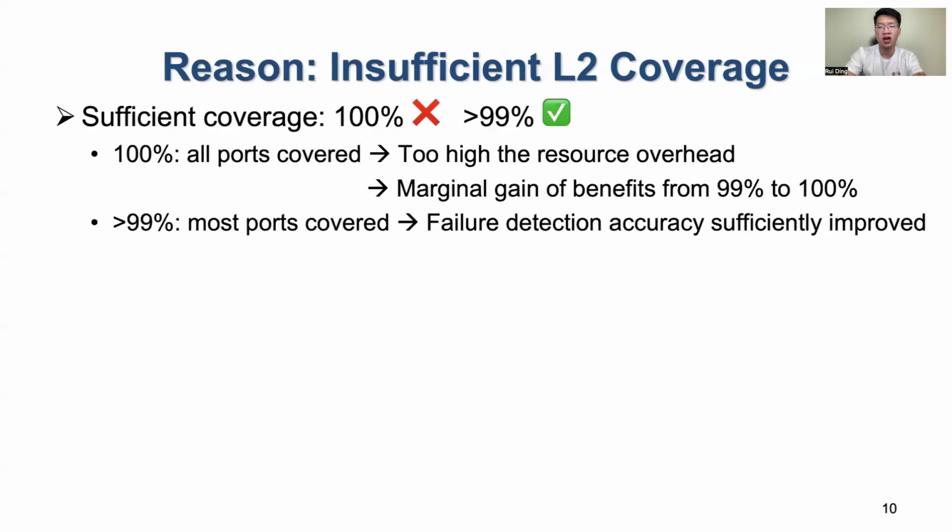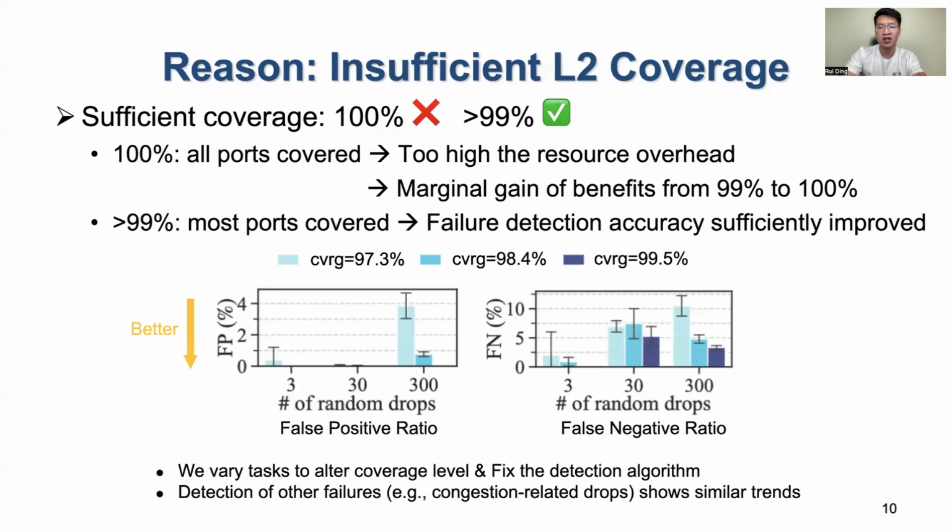In fact, a coverage up to 99% significantly improves the accuracy of failure detection. To illustrate, we inject simulated random drops into a closed network containing 10,000 switches. We fix the detection algorithm and vary the set of probe tasks to achieve different coverage levels. When the coverage rises from 97 to 99%, the false positive ratio reduces from 4% to nearly 0, and the false negative ratio reduces from 10% to only 3%. Similar trends are also observed in detection of other types of failures, like congestion-related packet drops.